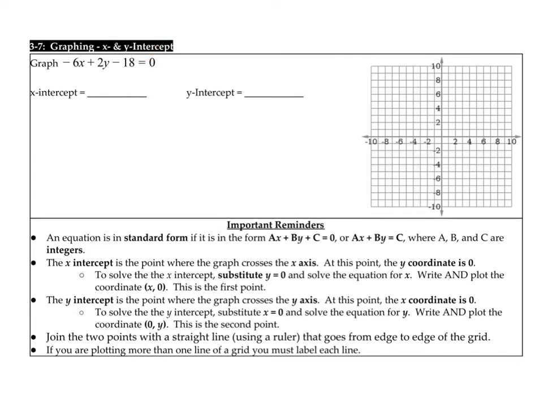So what you want to remember is an x-intercept is the point where the graph crosses the x-axis, which is this line right here. And if a point is on that line, that means the y-coordinate is 0. So to solve for the x-intercept, if the y-coordinate has to be 0, you can substitute that in and solve the equation for x. So this is how you would do it.